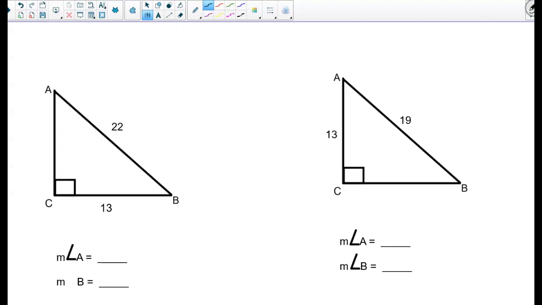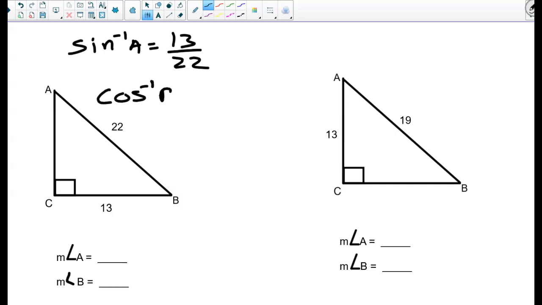Here, with angle A, you're given the opposite and the hypotenuse. The sine of angle A is equal to 13 over 22. And for angle B, 13 is adjacent. So for angle B, it's the cosine of angle B equals 13 over 22.